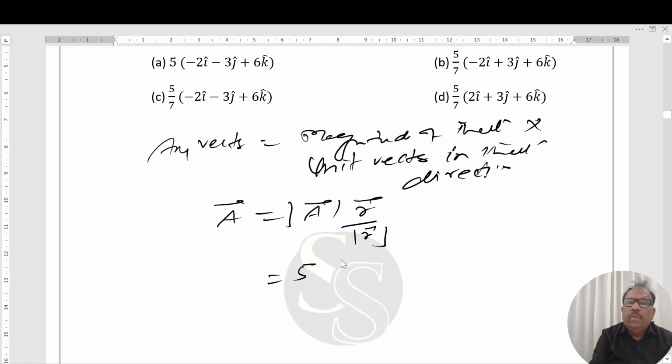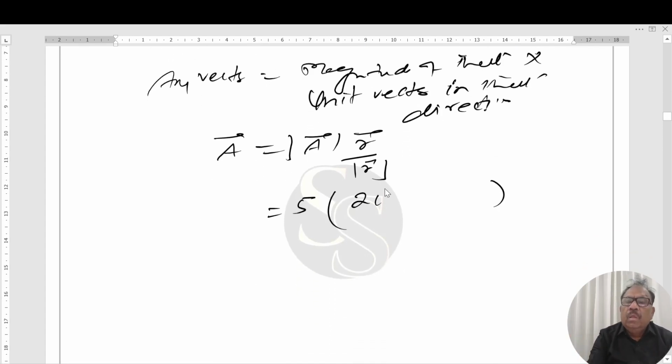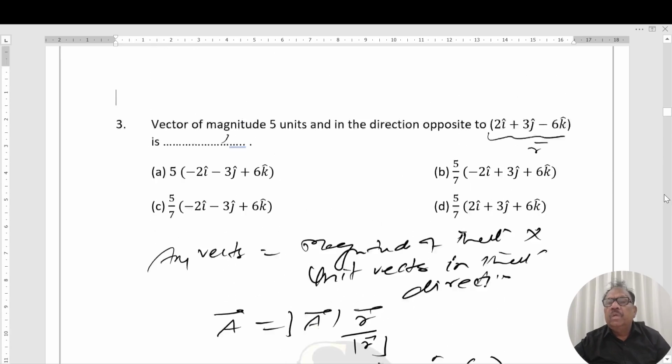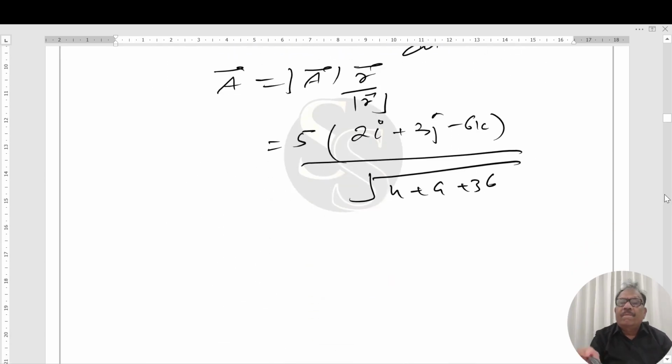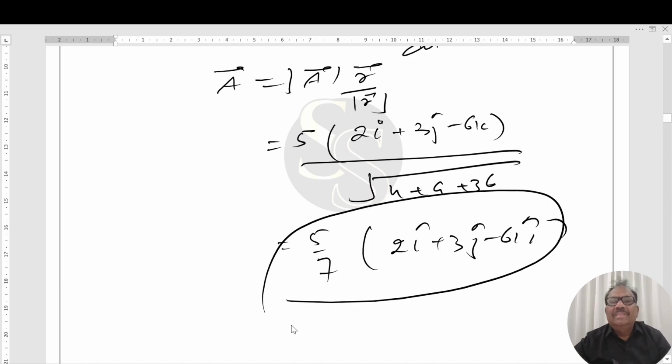5 into (2i plus 3j minus 6k) divided by the magnitude, root of 4 plus 9 plus 36. This comes to 49, which means 7. So 5 by 7 into 2i plus 3j minus 6k. That is the answer. Let's check the answer.